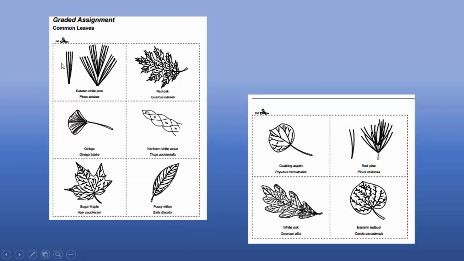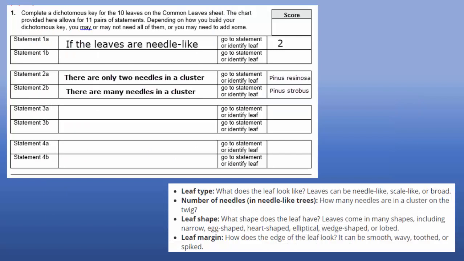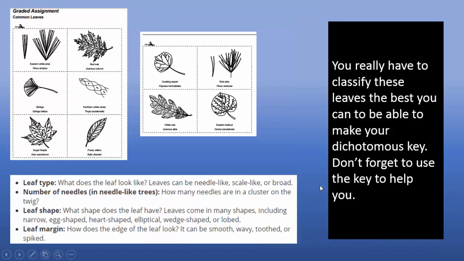And if you take a look at your needles, it's exactly how I described them. This one's in clusters, many needles on a cluster, Pinus strobus, and this one has only 2 needles in a cluster, Pinus resinosa. So that's what I used to identify these 2 leaves and build my dichotomous key. And you continue to do the same for the rest of the leaves. You will really have to classify these leaves the best you can to be able to make your dichotomous key. Don't forget to use this key to help you identify each one. Describe them as best you can and you'll be set.